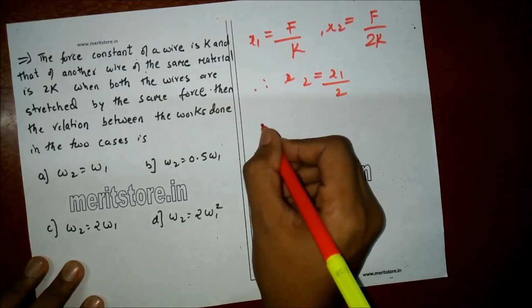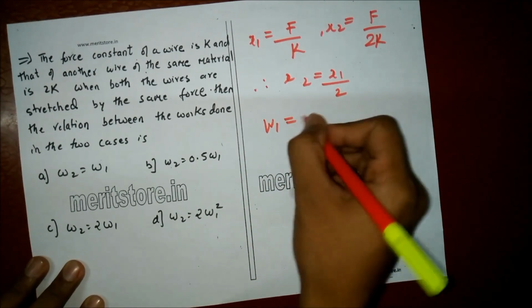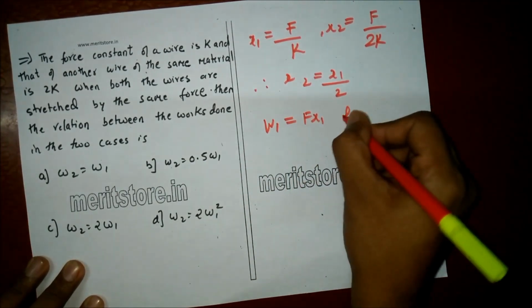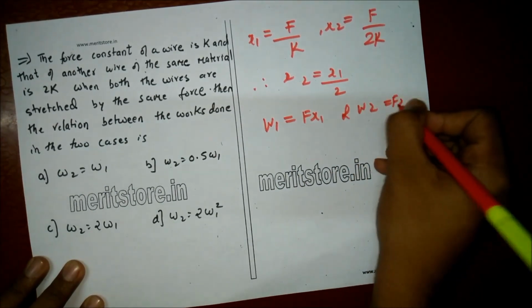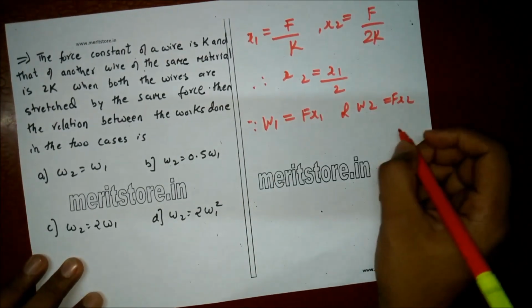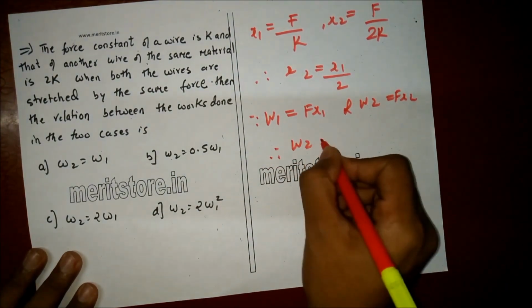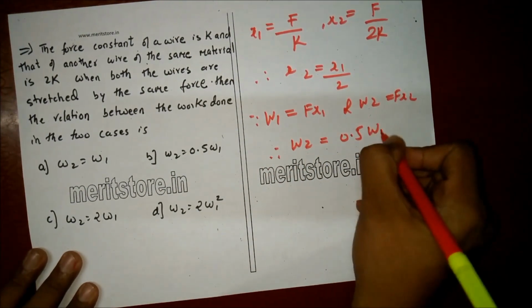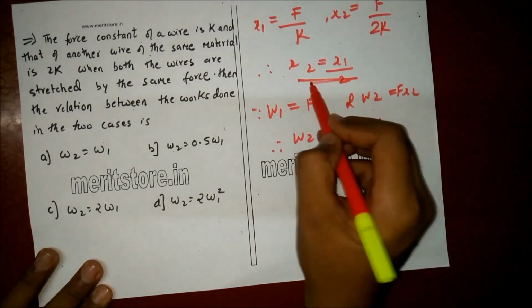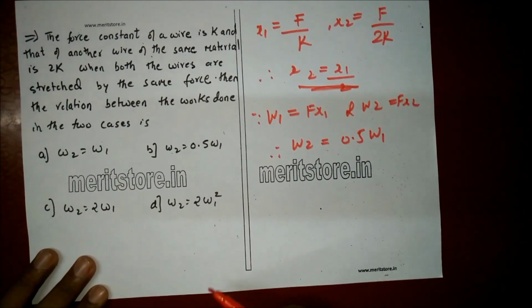Now, therefore, W1 is equal to F x1 and W2 is equal to F x2. Now, because W1 is F x1 and W2 is F x2, therefore, W2 will be equal to 0.5 W1 because of the above relation. Therefore, here the correct answer will be option B.